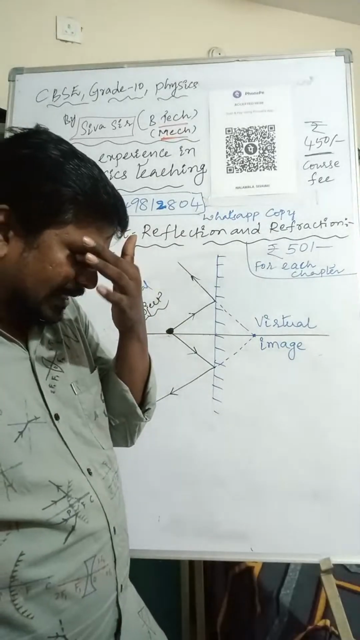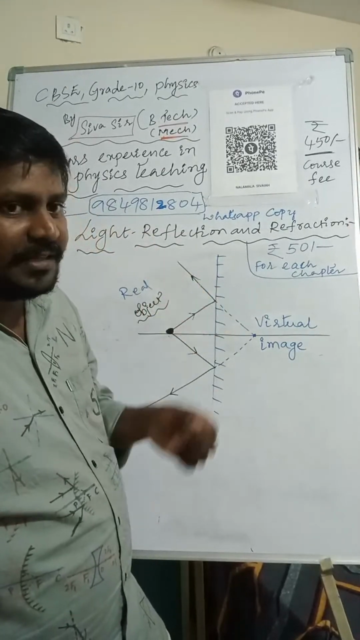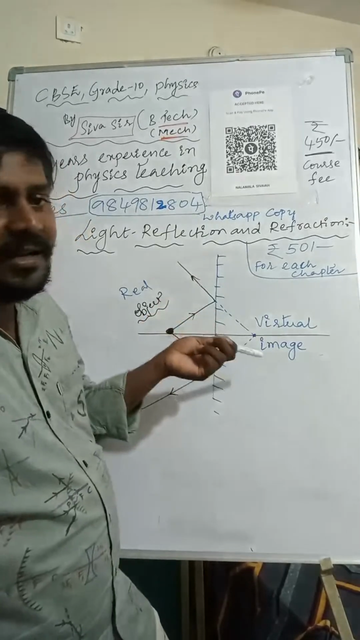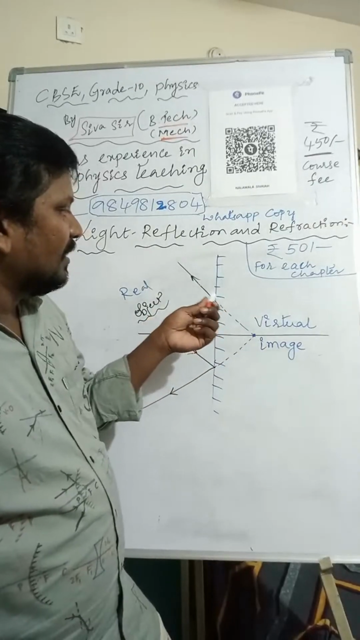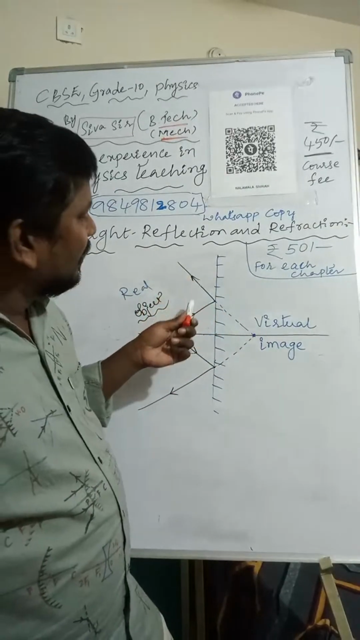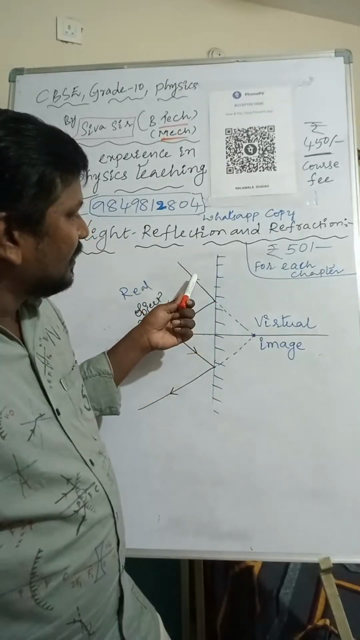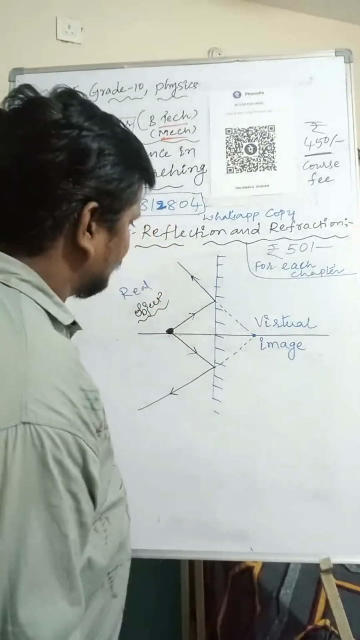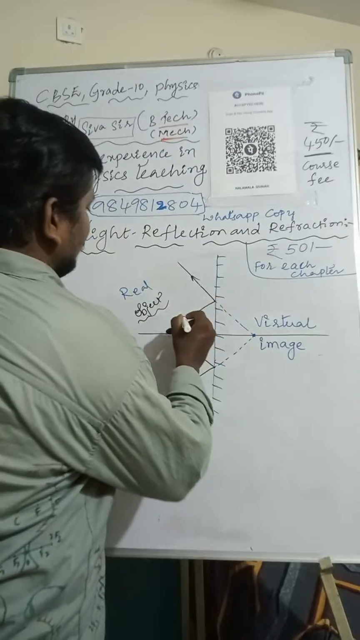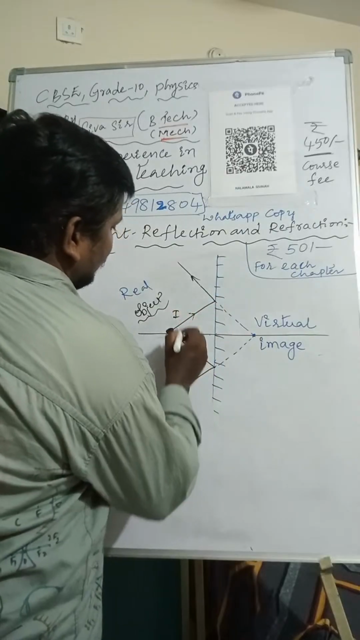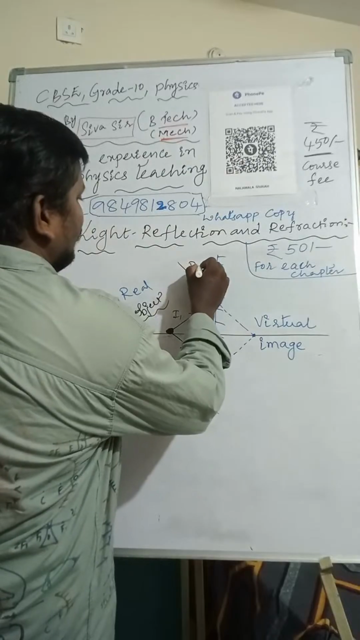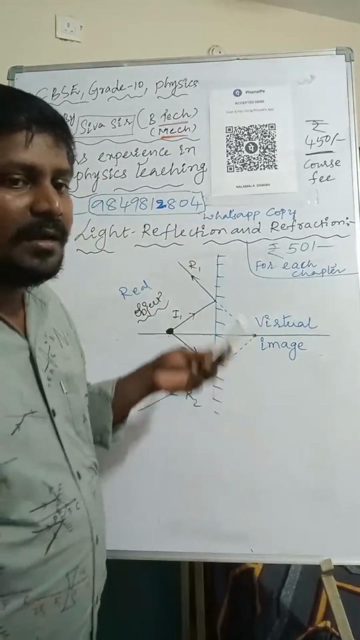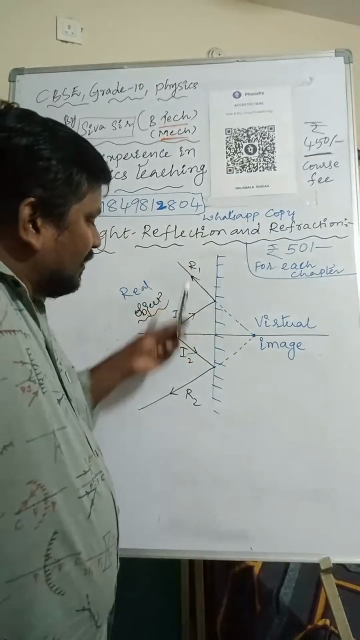Virtual image means, here see, these are the reflected light rays. Normally the reflection phenomenon is incident ray, reflected ray, the phenomenon of bouncing back. Here is the incident ray, this is a plane mirror, and this is the reflected ray. We are extending these reflected light rays. I am taking I1, I2 as incident rays and R1 and R2 as reflected rays, just for giving numbers.